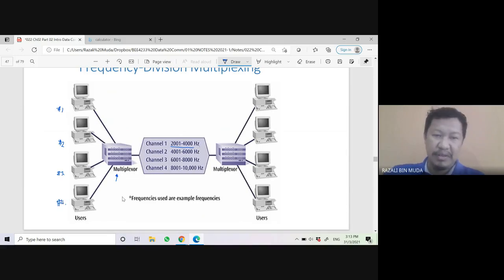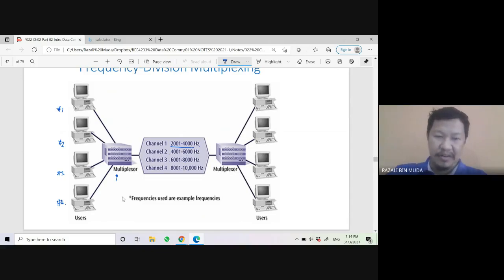So for device number 2, the signal from this device will be transmitted in the range of frequency from 4000 to 6000. Device number 3 from 6000 to 8000. Device number 4 from 8000 to 10,000 Hertz. So that is the way it divides the channel, okay? Divide the frequency. So they call it frequency division multiplexing.